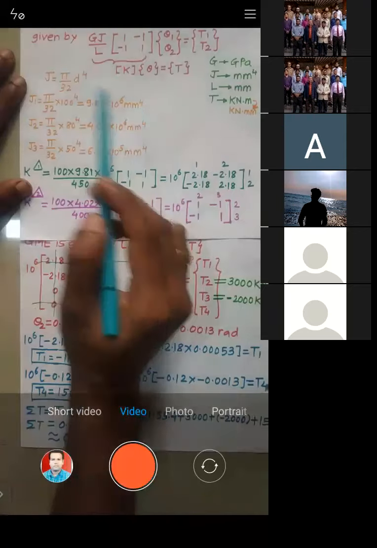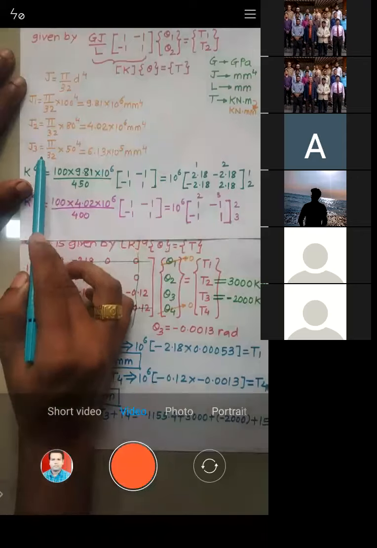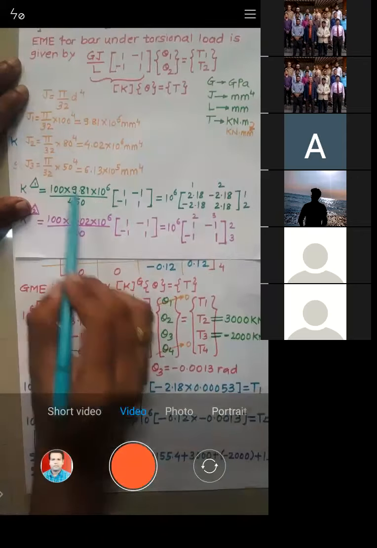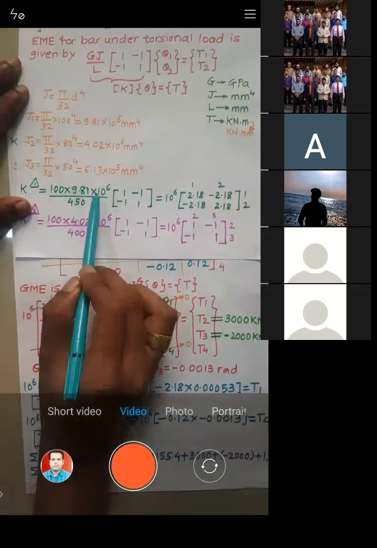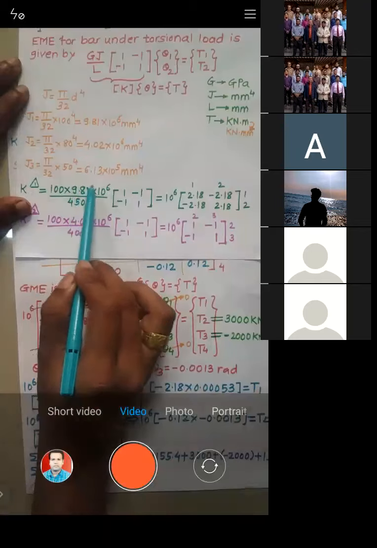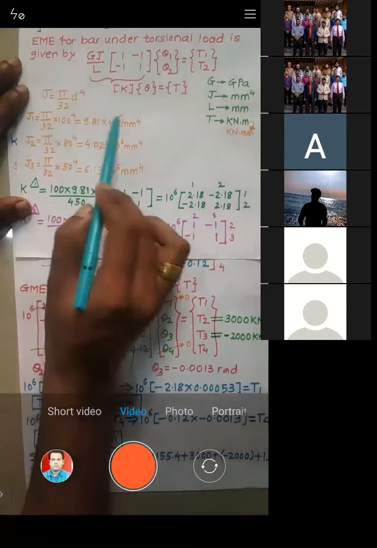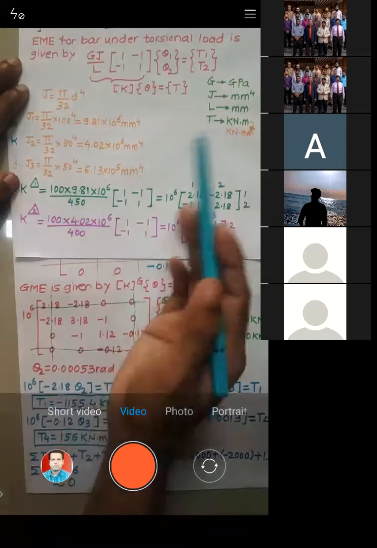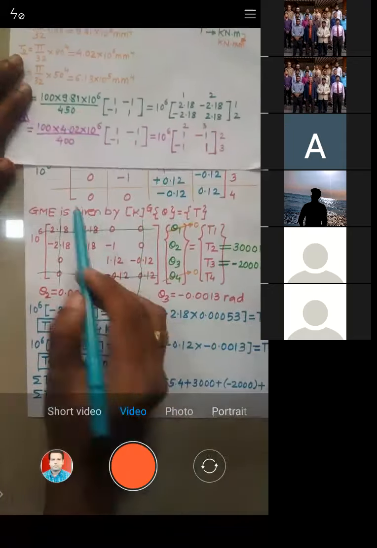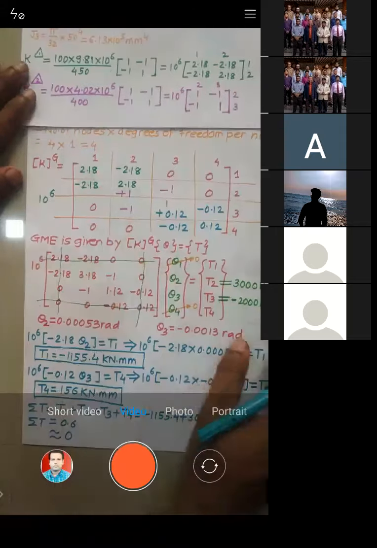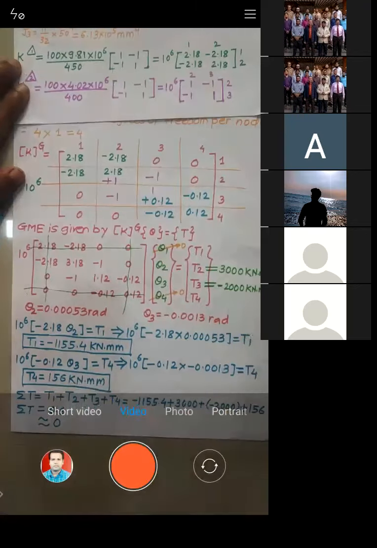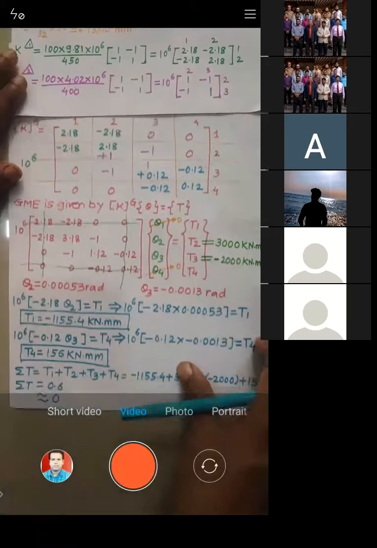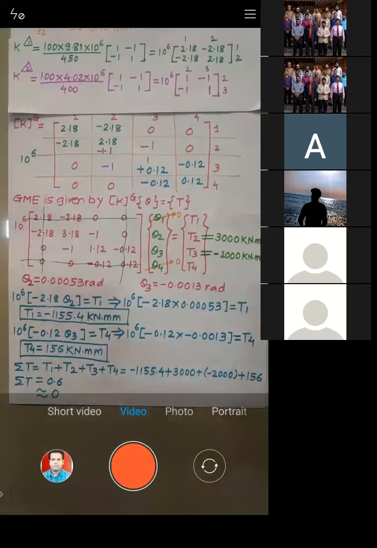Now, instead of calculating the value of J1 separately, if you directly put the value here, if you just put the formula, 100 into J, what is J? Pi by 32 d raised to power 4. Here only you put that entire term, your K1 becomes more accurate, your K2 becomes more accurate, your K3 becomes more accurate, right? Is that okay or not? So the minimum steps you do, the maximum accuracy will be there. Is that okay? Let me know.